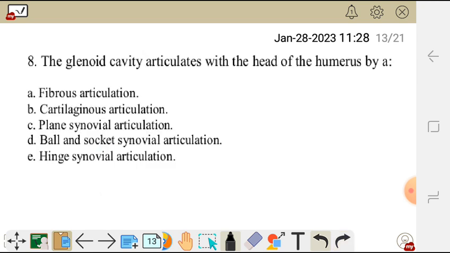So question 8. The glenoid cavity articulates with the head of the humerus by: A, fibrous articulation, B, cartilaginous articulation, C, plain synovial articulation, D, ball and socket synovial articulation, and E, hinge synovial articulation. So the correct answer for question 8 is the ball and socket synovial articulation.